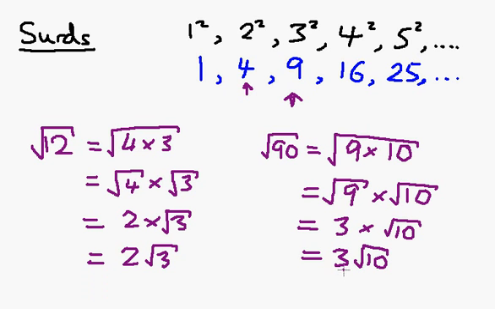You know you are finished when the number inside the square root cannot be simplified down. And you know that because none of these numbers greater than 1 will go into 10 cleanly. Okay, and that is basically how we simplify a surd.